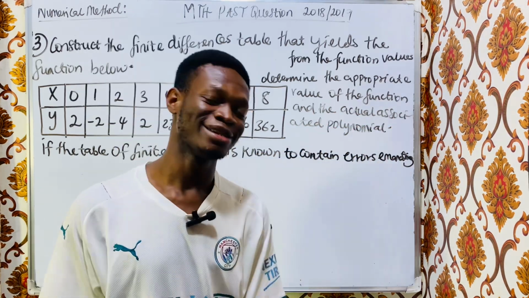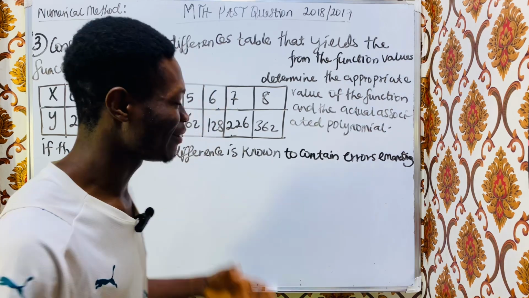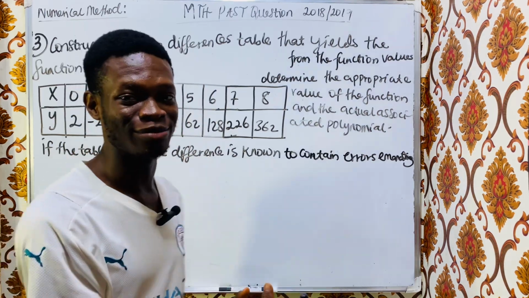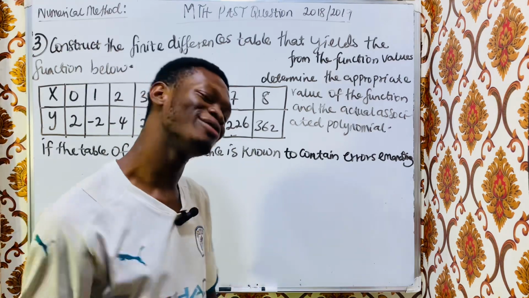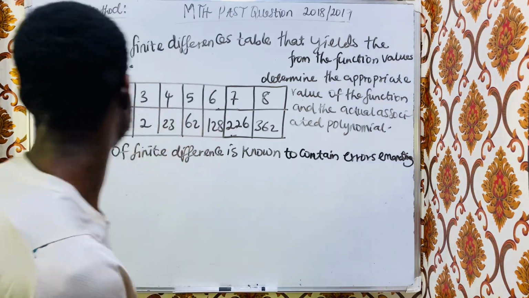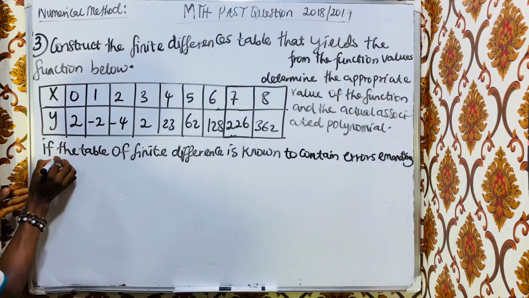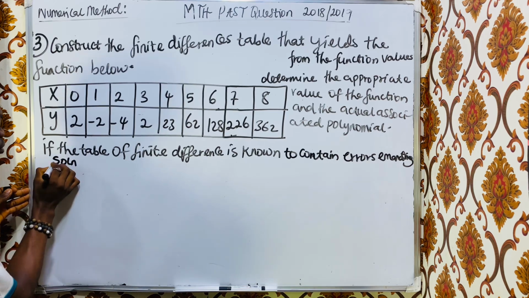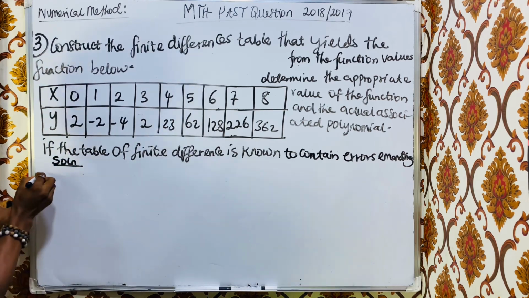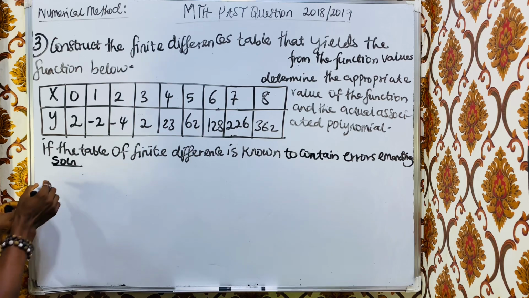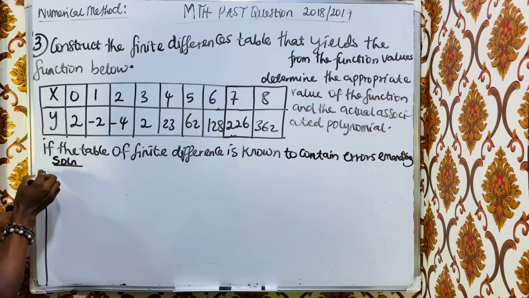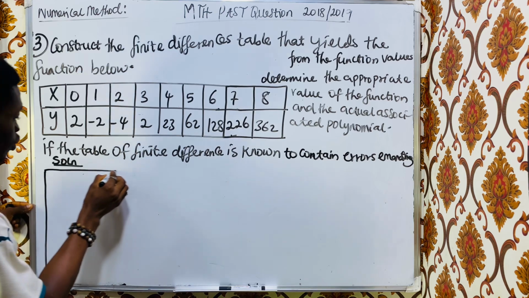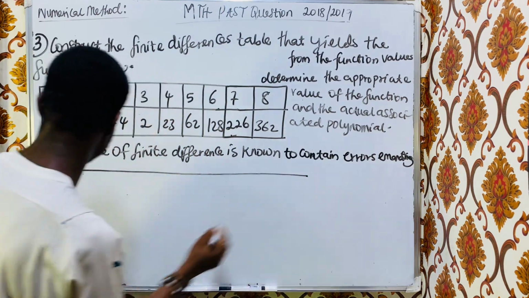This question will be stressful also. After plotting the table, we are going to determine the error, then still construct the polynomial. So let's get started. We write our solution. So remember our differencing table. This thing is going to be long. So let's try our best.